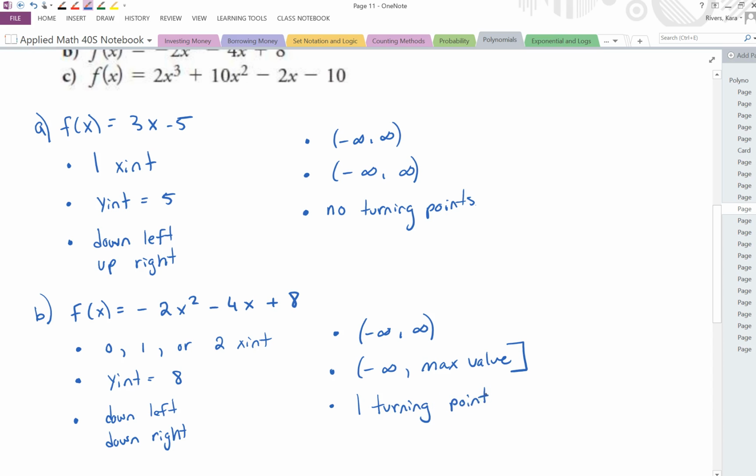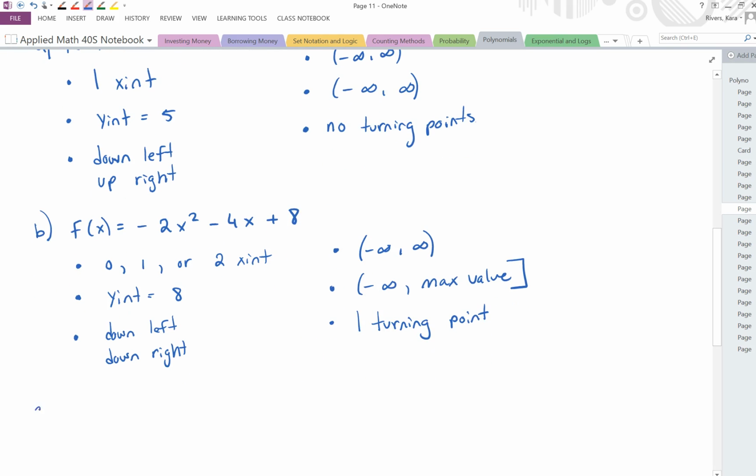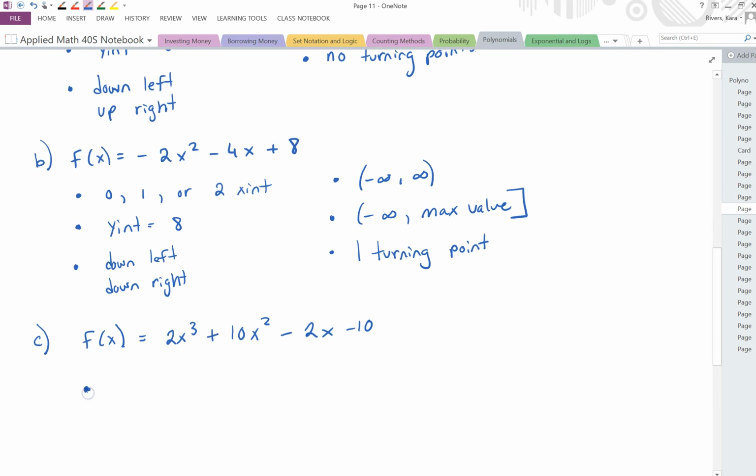So again, I'm not using my calculator here. I'm just using the characteristics from my equation to solve what's going on. C, the function is f of x is equal to 2x cubed plus 10x squared minus 2x minus 10. X-intercepts, there's a maximum of 3, so not 0. You don't have 0 x-intercepts. It'll be 1, 2, or 3 x-intercepts.